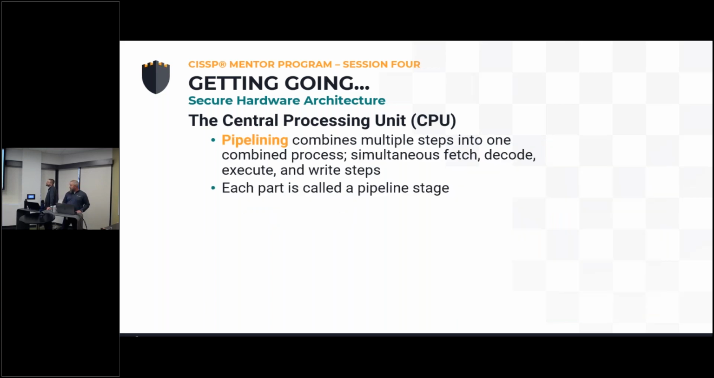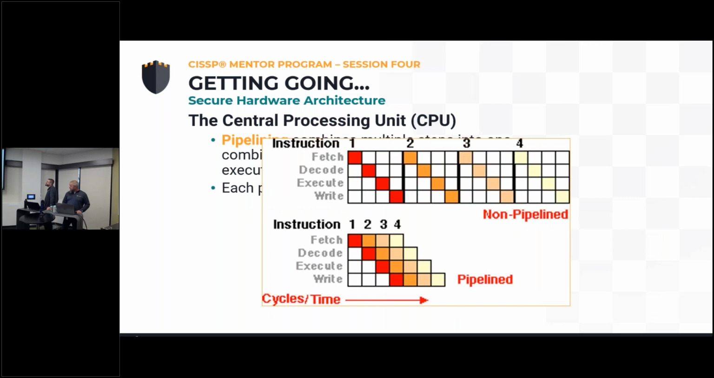So CPUs do pipelining. There's another view, a linear view of what I just said. So without pipelining on the top, you have to wait for the whole instruction to complete, the whole cycle to complete, before you start another cycle. Whereas pipelining is doing them in parallel almost.